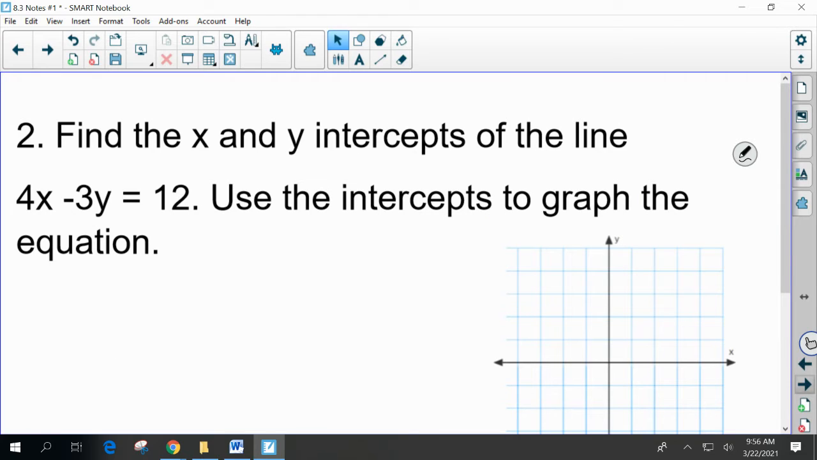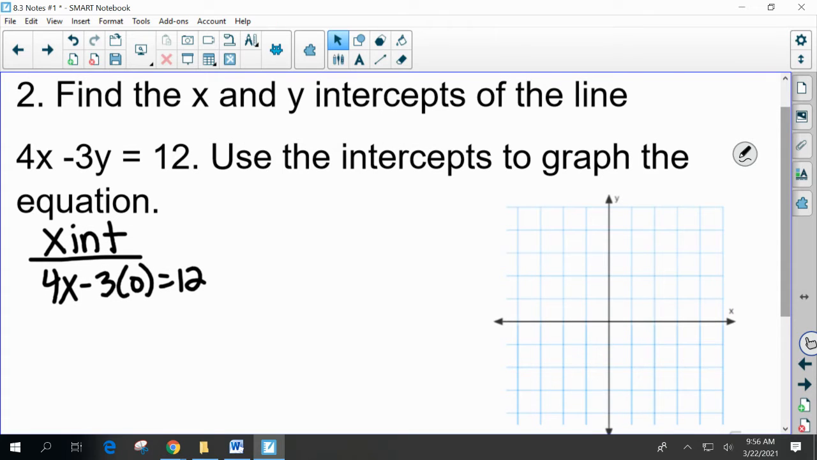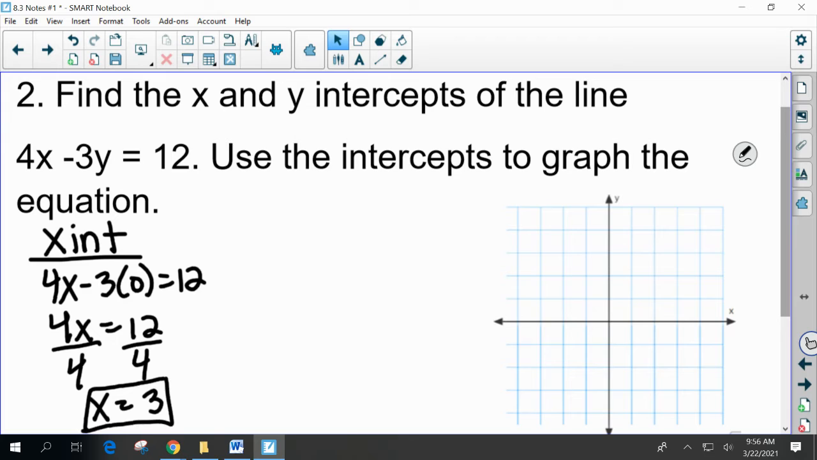Okay, number 2, we're going to do the same thing. So find the y-intercept and the x-intercept. For the x-intercept, I'm going to substitute 0 for y. So 4x minus 3 times 0 equals 12. So minus 3 times 0 would equal 0. So I'm going to have 4x equals 12, and then I have to divide both sides by 4. And I get an x-intercept of 3. So I need to put a point at 3.